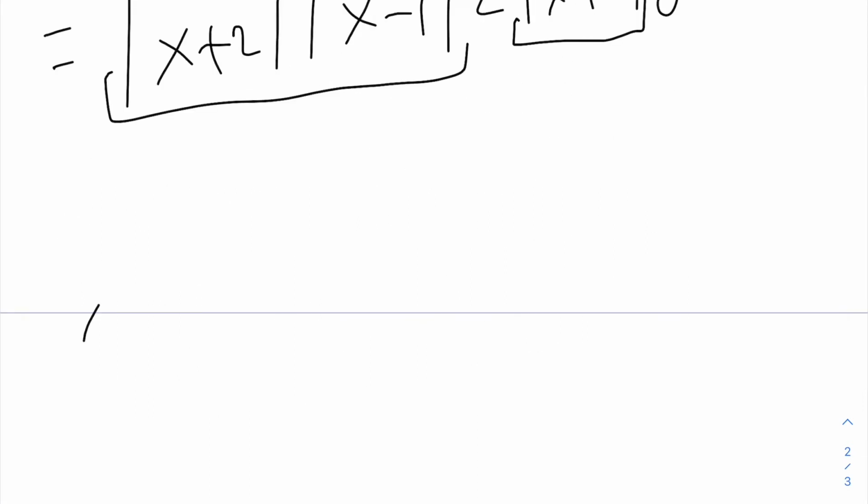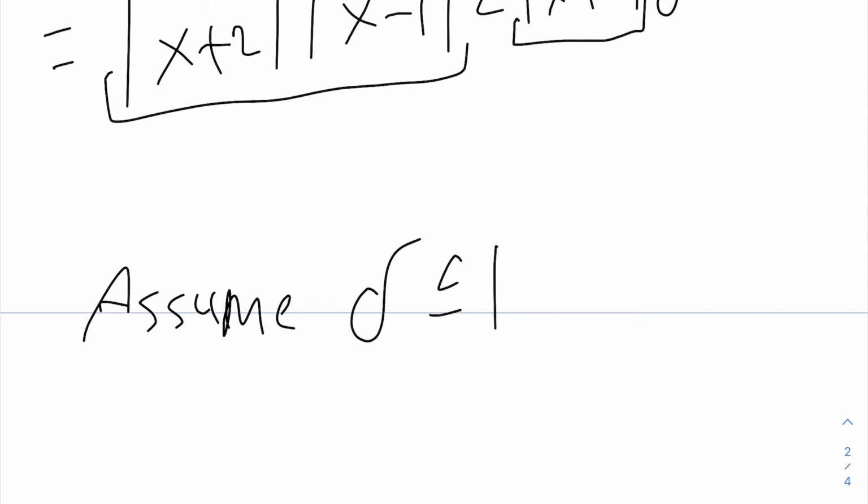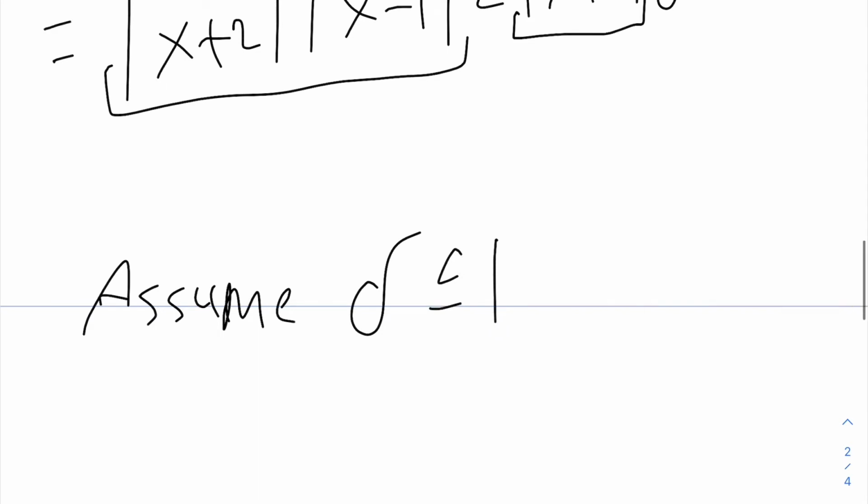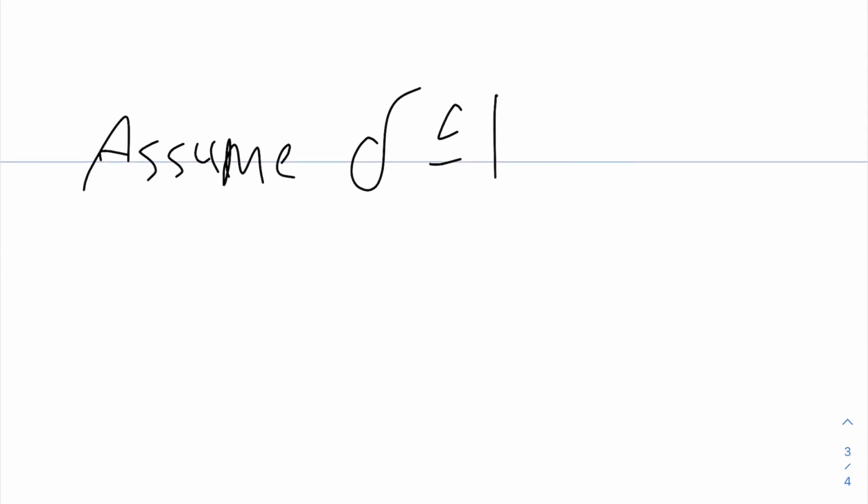So what we can do is assume that delta is less than or equal to 1. And we can do this because we don't need to find the optimal delta. I mean, not the optimal, the biggest delta. We just need to find a delta that works.